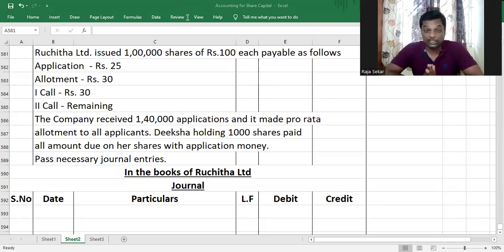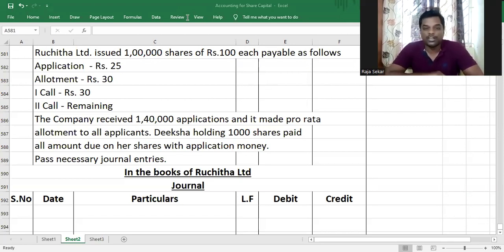We are learning in this series of videos the concepts related to accounting for share capital, issue of shares. And in this video, we're going to be learning how to account for a problem in which pro rata allotment has been made and there is calls in advance. So without further ado, let's go ahead and read the question.